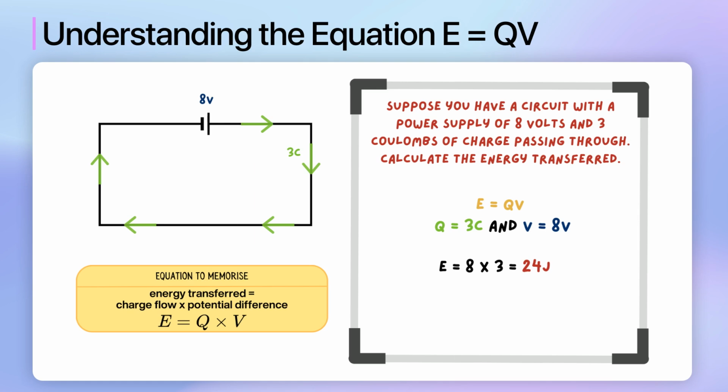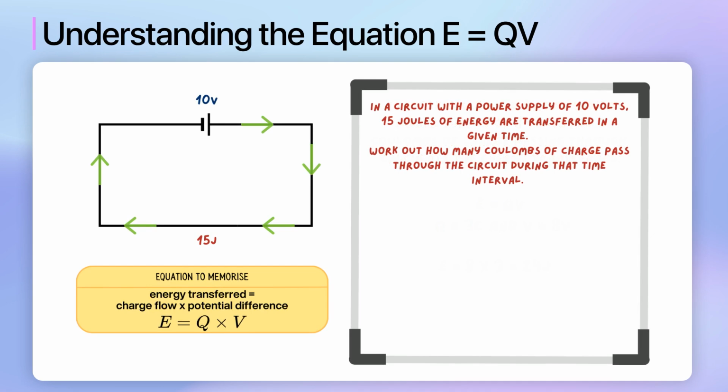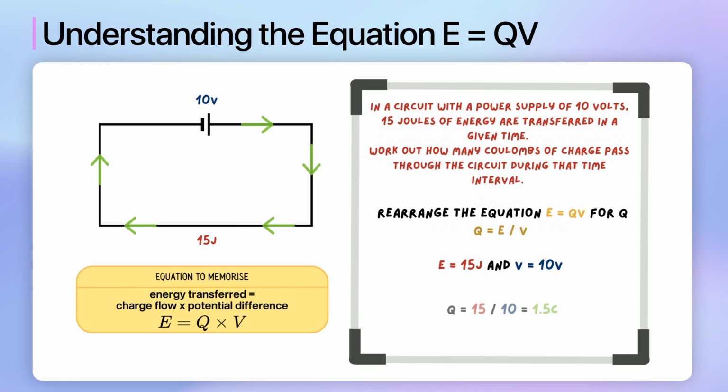Let's try another question. In a circuit with a power supply of 10 volts, 15 joules of energy are transferred in a given time. We want to work out how many coulombs of charge pass through the circuit during that time interval. To answer this, we can rearrange the equation E equals QV for Q. This gives us Q equals E divided by V. Now plug in the values E equals 15 joules and V equals 10 volts to obtain Q equals 15 divided by 10, so Q equals 1.5 coulombs.